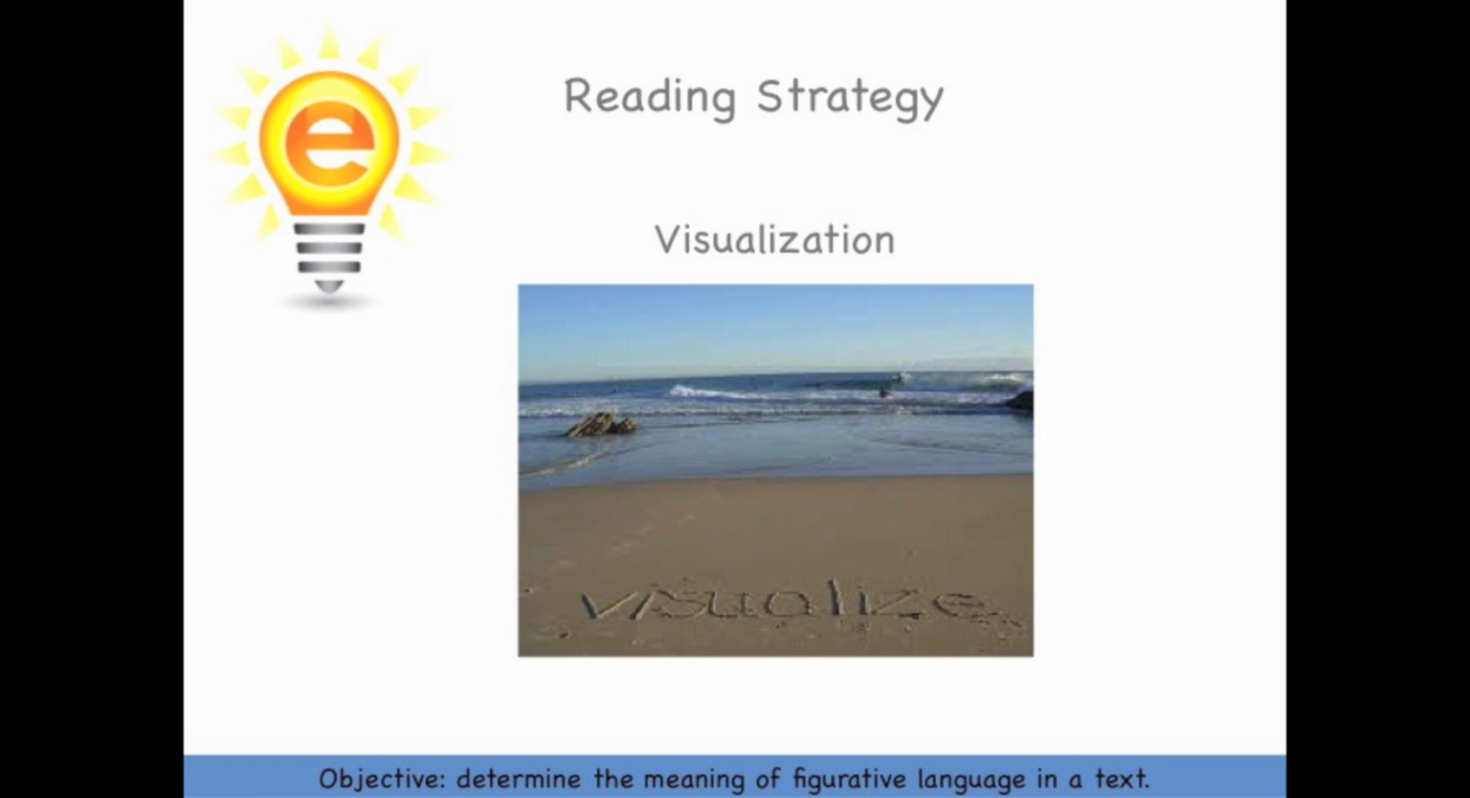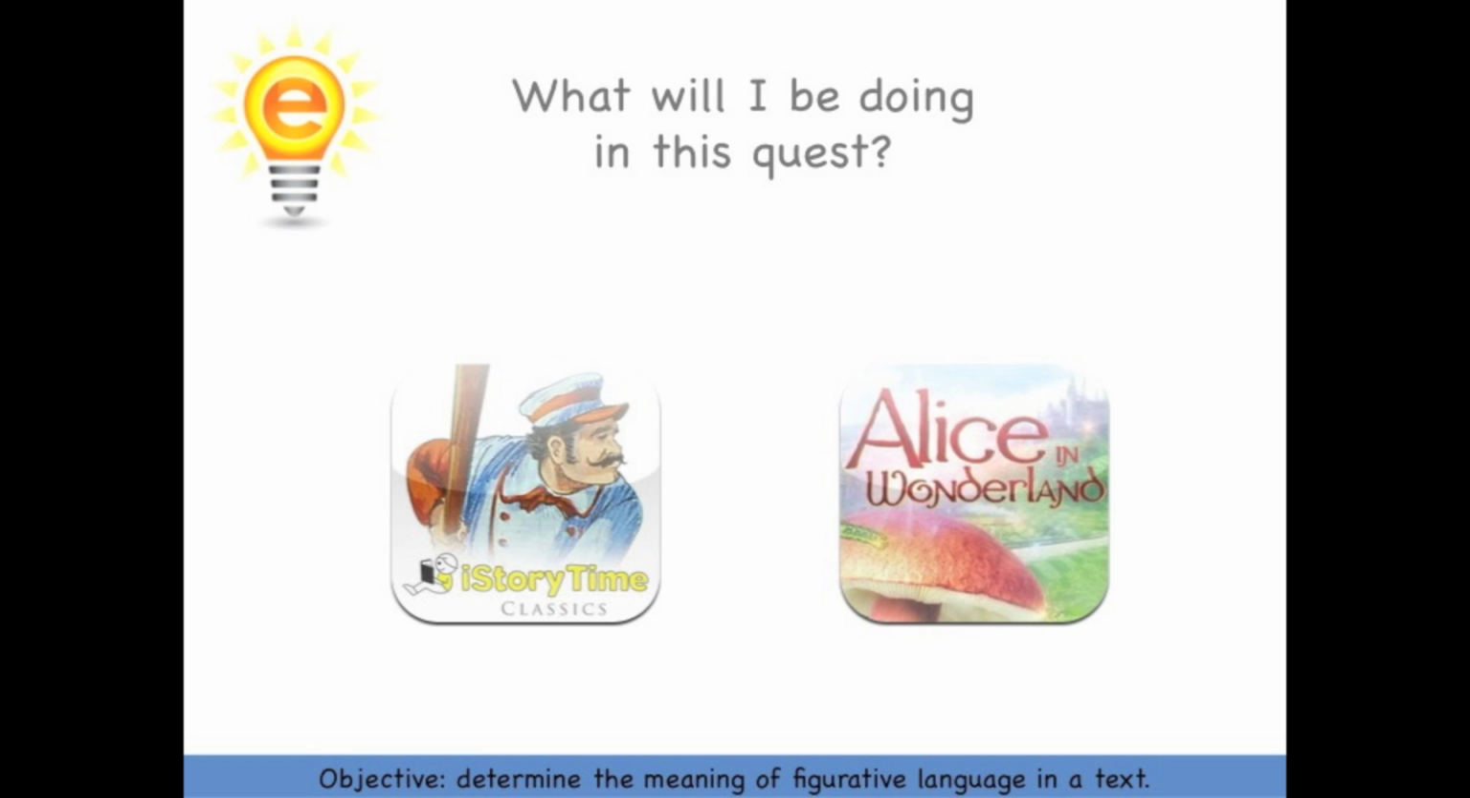The reading strategy you'll be using in this quest is visualization. When you visualize, you create a picture or image in your mind while you read. Throughout the stories in this quest, look for phrases or sentences the authors use that you can really picture. It may even include some figurative language. Some of the stories you'll be reading in this quest include classics like Casey at Bat and Alice in Wonderland.